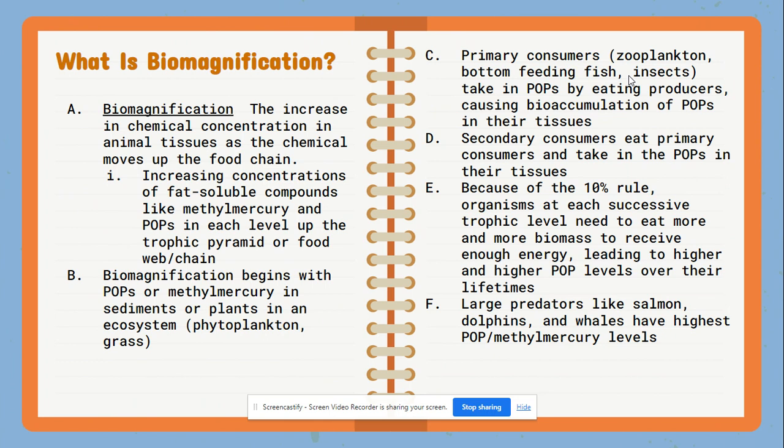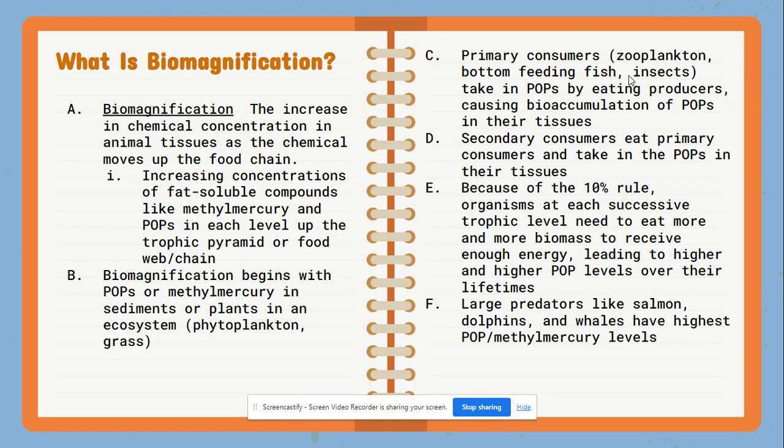But then what is biomagnification, and what is the difference between the two? So here, biomagnification is when we see an increase in a chemical concentration in animal tissues as you move up a food chain. So concentrations of those types of fat-soluble compounds are going to increase as you move up in trophic level. Now, a part of the reason why goes back to Unit 1 topics when we talked about the energy pyramid and the 10% rule.